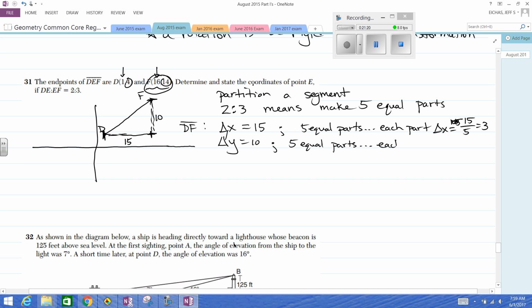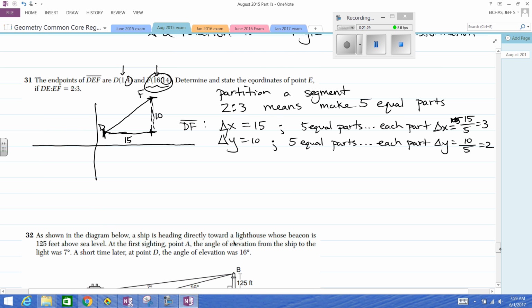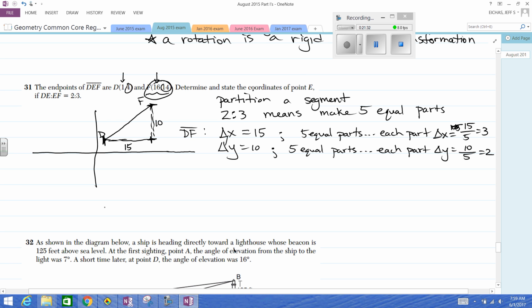So each part for the change in y will be 10 over 5, which is 2. So what I'm going to do for this is list all the points that I could have here, from D to F. D is at (1, 4). If I move right 3, up 2 from there, that's going to be (4, 6). Right 3, up 2 again is going to be (7, 8). Do it again. Right 3, up 2 is (10, 10).